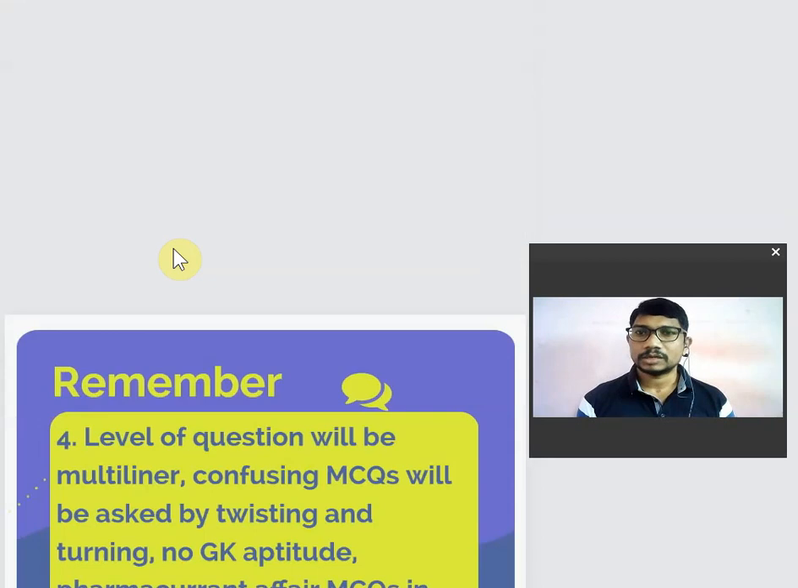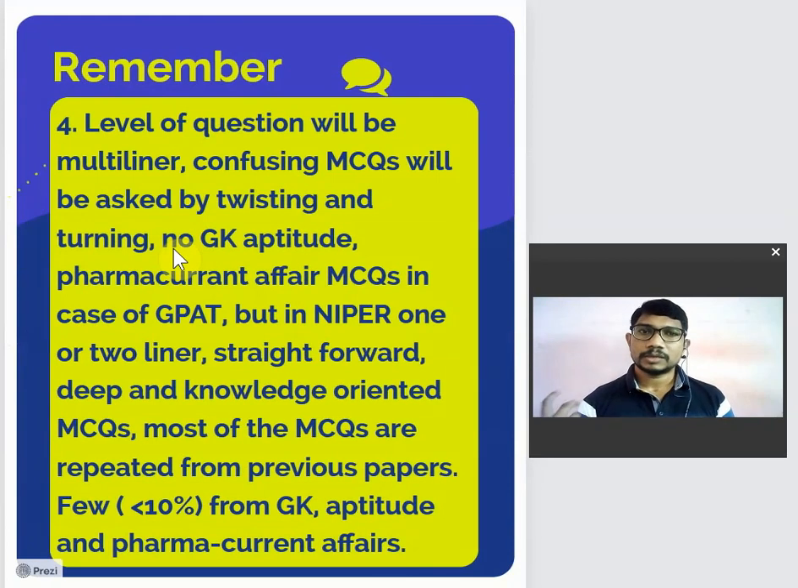Now we'll see the fourth difference between GPAT and Niper. The fourth difference is the level of questions. You will have a different level of questions in GPAT and in Niper. In GPAT, three kinds of questions are asked: easy, medium, and hard. Mostly the questions are multi-liner, confusing questions. The questions are asked by twisting and turning, and in GPAT there are no questions from general knowledge, aptitude, current affairs, or pharma current affairs.